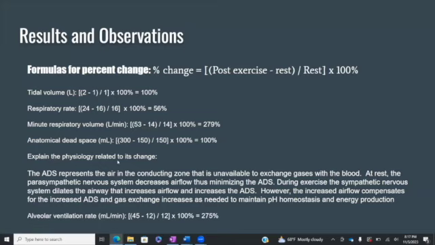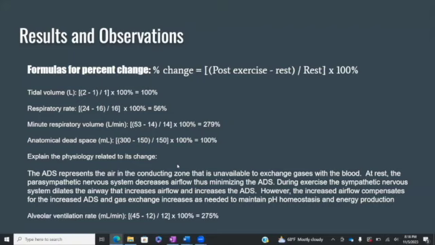The physiology related to its change: the anatomical dead space represents the air in the conducting zone that's unable to exchange gases with the blood. At rest, the parasympathetic nervous system decreases airflow, which minimizes the anatomical dead space, which is why it's at 150 milliliters. During exercise, the sympathetic nervous system dilates the airway, which increases airflow, and that increases the amount of air that's unable to exchange, increasing the ADS, which is why it's doubled at 300 milliliters.